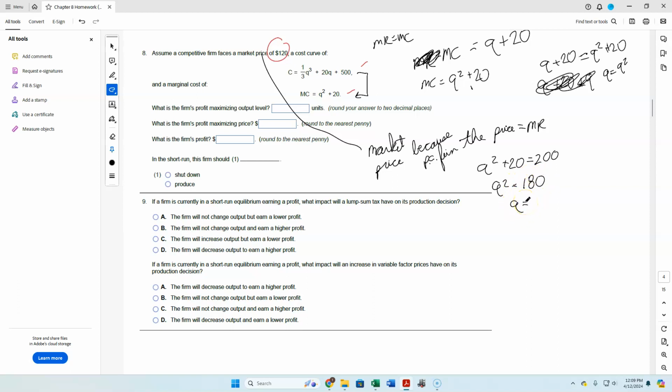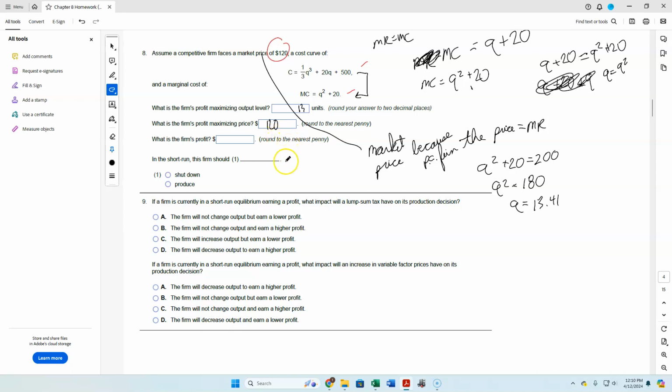And so if we just find the square root of 180, we get 13.41, so this is just going to be 13 units. The profit maximizing price in this case is the same thing. It's the same price that we already had, where we set marginal revenue equal to marginal cost.